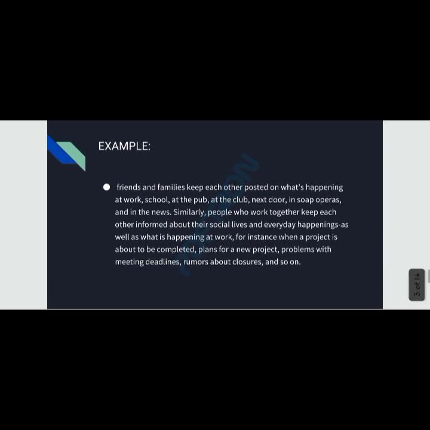A fundamental aspect of everyday life is talking, during which we pass on knowledge to each other. We continuously update each other about news, changes, and developments in a given project, activity, person, or events. For example, friends and families keep each other posted on what's happening at work, school, at the pub, at the club, next door, in soap operas, and in the news.